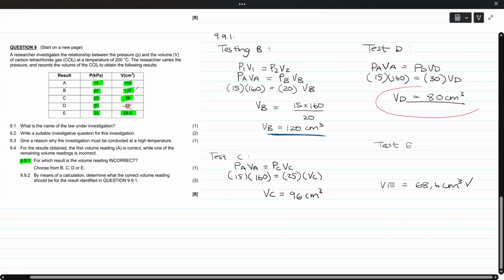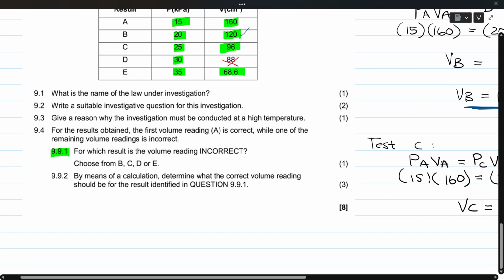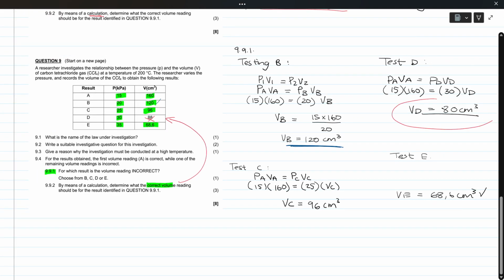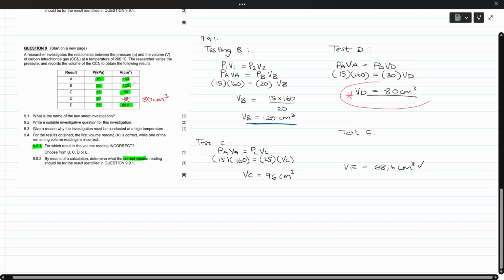Okay, and then 9.9.2 is by means of a calculation, determine what the correct volume reading should be, as identified in 9.9.1. Basically, they want the correct value that matches in the table. And we've already done that in our calculation. We found that the volume of D should be not 88, but 80 centimeters cubed. Okay, so I hope that makes sense. I'm just going to give you a minute in case you need to take down corrections, and then we'll move on to the next law.